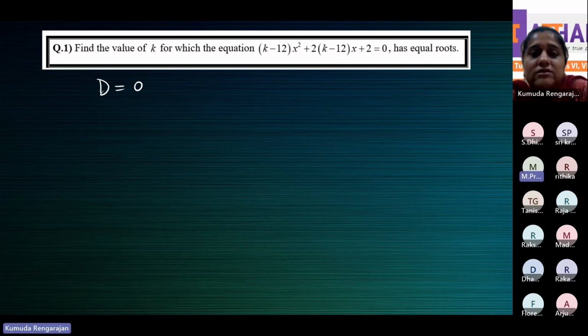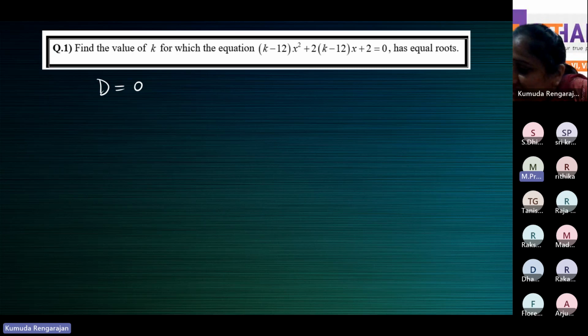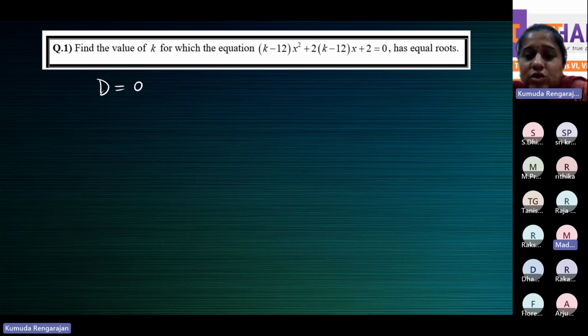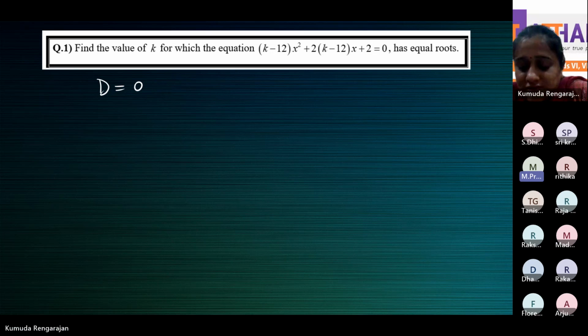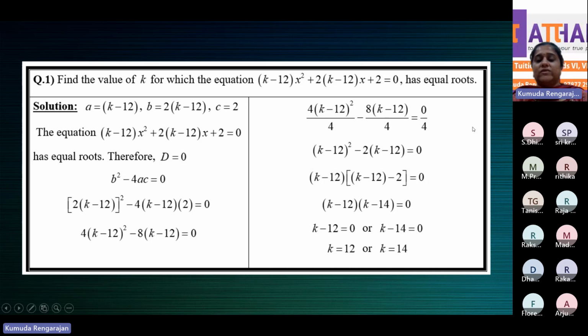Close, children? I'm getting two values for k. Yeah, what are the two values? 14 and 12. Looks right. Very good. What's the quadratic equation you got? K square minus 26 k plus 168. Okay, your answer is right. Maybe you didn't take out the common factor, or you didn't divide by 4 throughout. That's fine. Anyways, your answer is right. 14, 12. Very good.